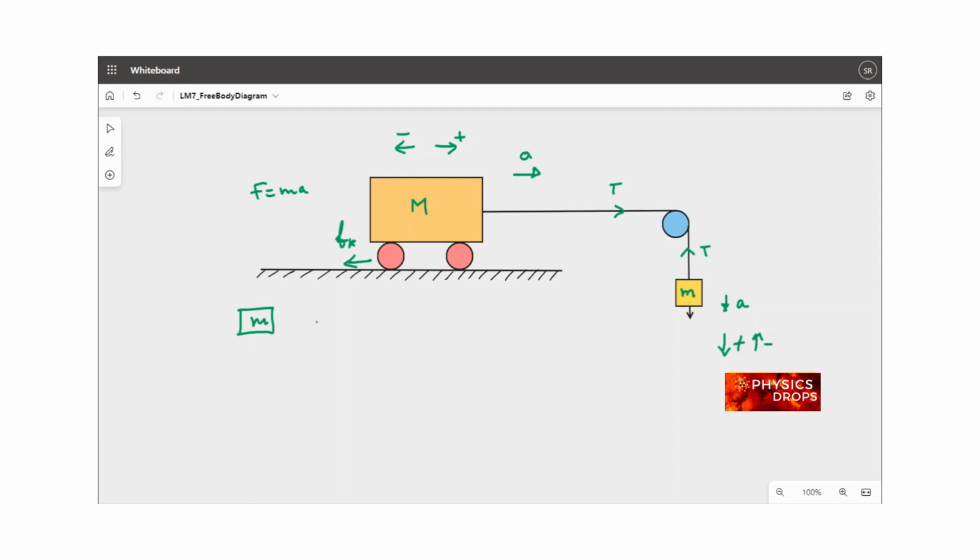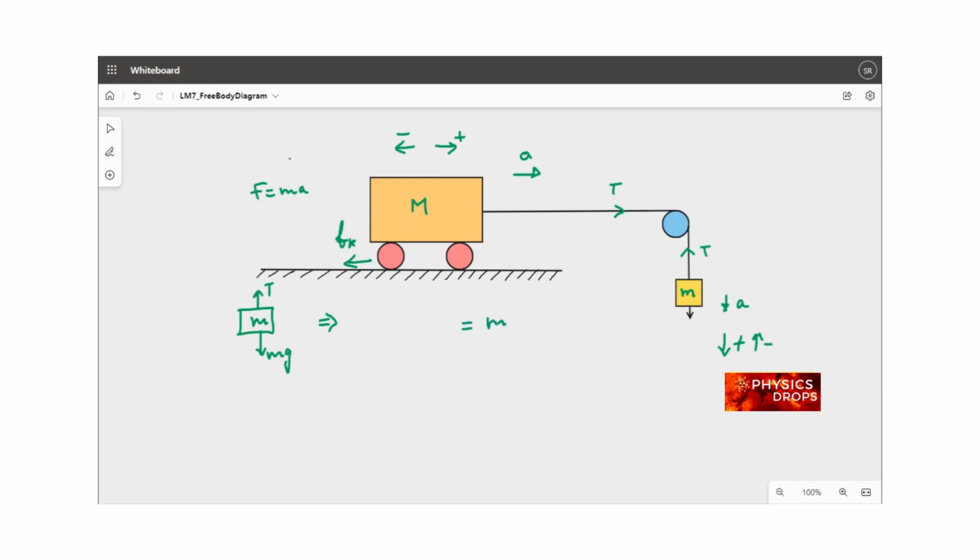Now let's take the small block m and try to draw the forces acting on it so that we can come up with the net external force acting on it. There is gravity acting downward, so there is mg in this direction, and then there is tension pulling it up, so T is upward. The object is also accelerating downward with ma.